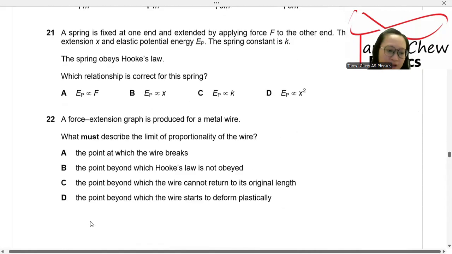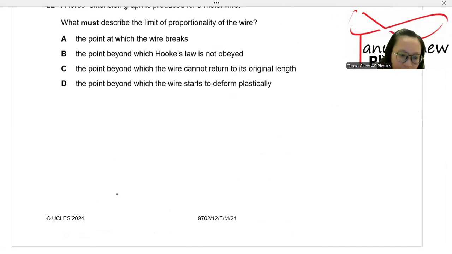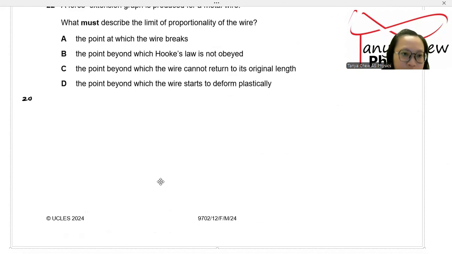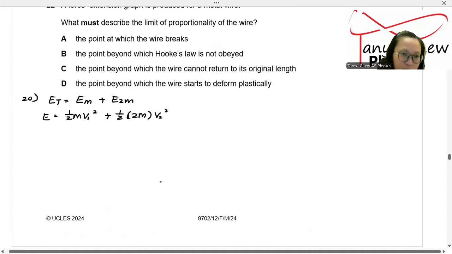No worries, no worries. Let us do this together. I'm going to use the total kinetic energy to do it. So, E total is equal to E of mass m plus E of mass 2m. Is that okay? Because they are moving with speed. E total is equal to half m V1 squared plus half 2m V2 squared. Is that okay? Now, I try to simplify it. This is half m V1 squared plus half 4m V2 squared.